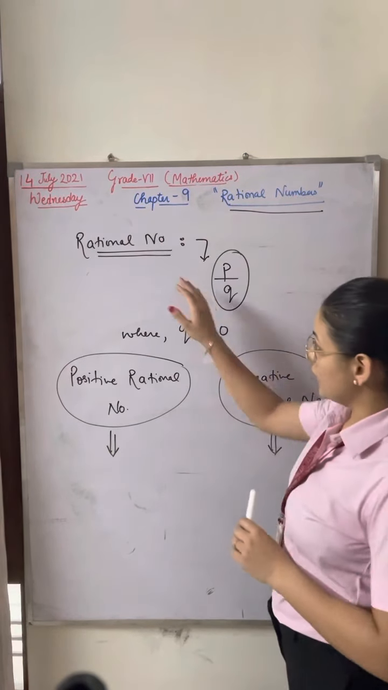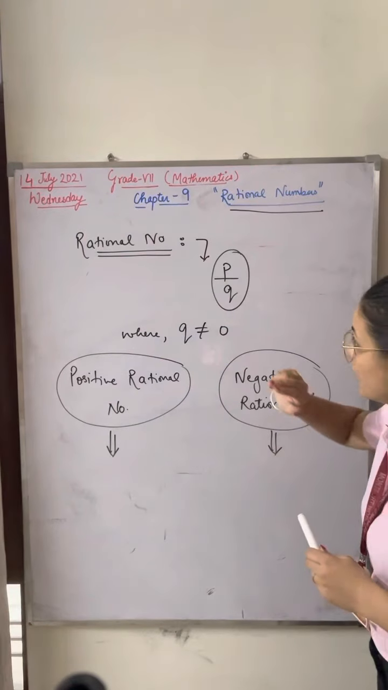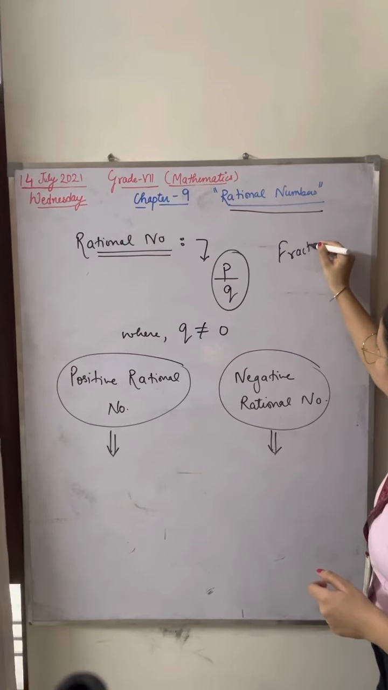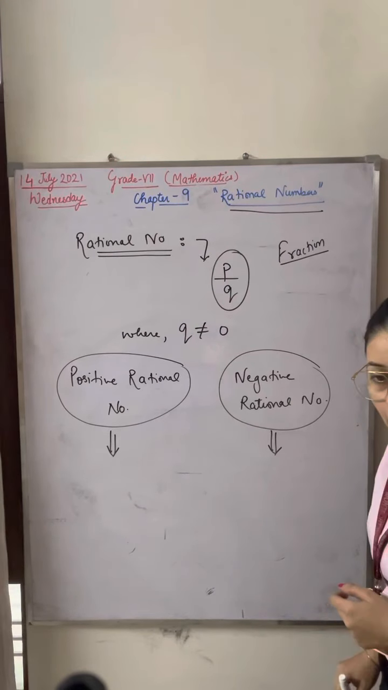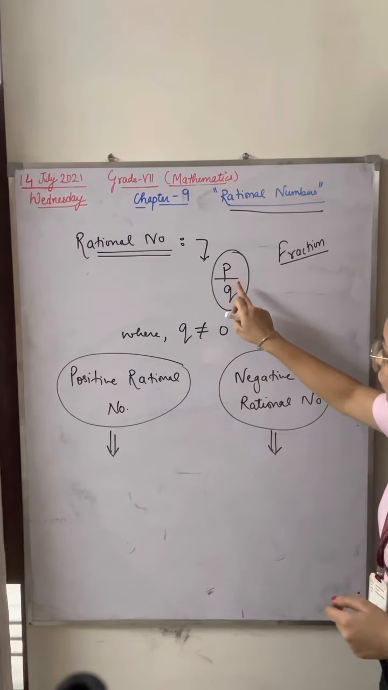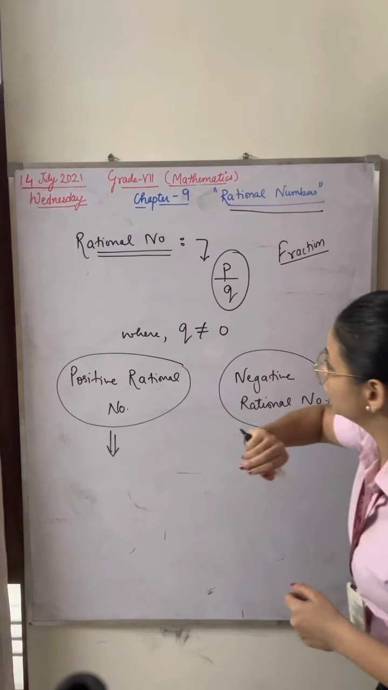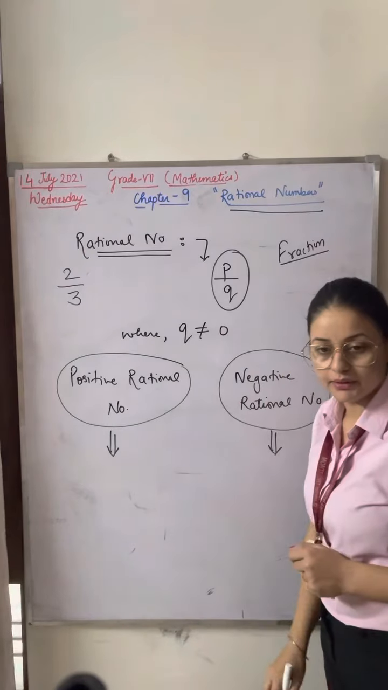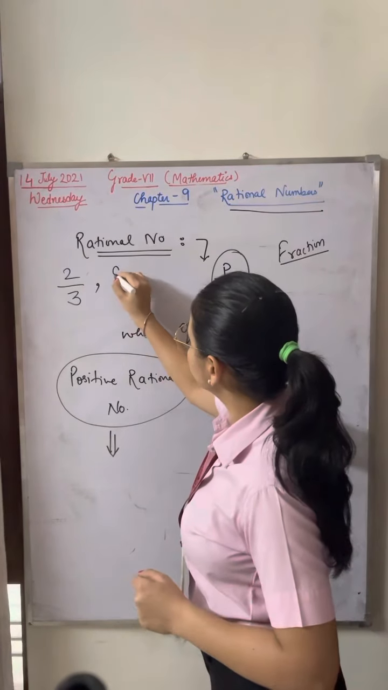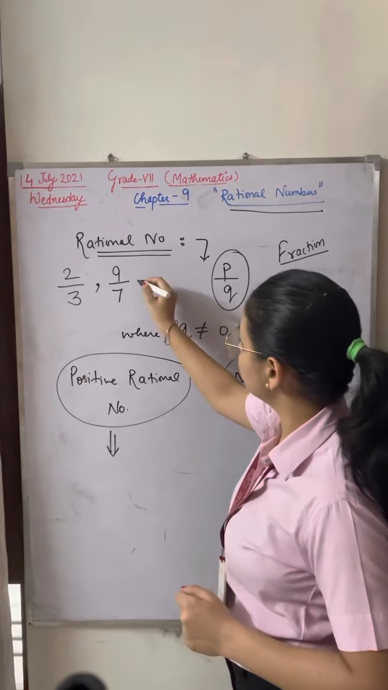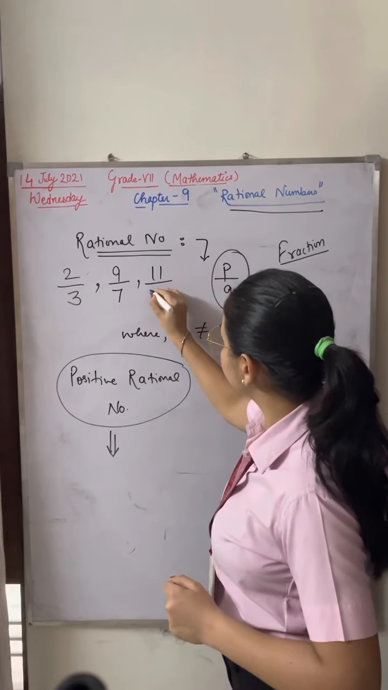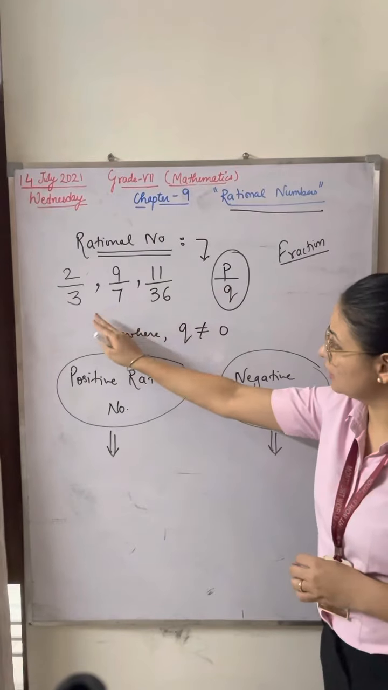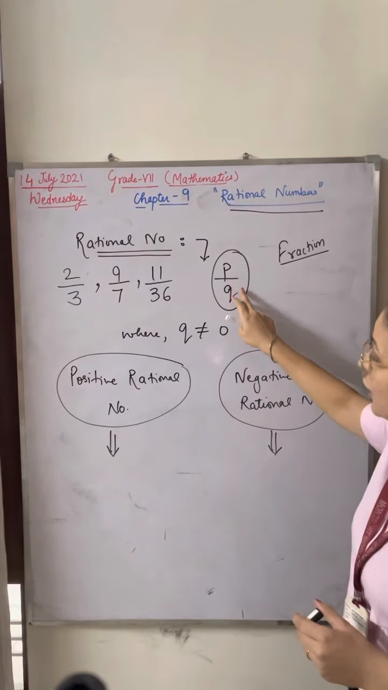Okay. So rational numbers are those numbers which we write in the form of a fraction, that is P upon Q. I am giving an example. Suppose 2 upon 3 is a rational number. 9 upon 7 is a rational number. 11 upon 36 is a rational number. All these are rational numbers, which are written in the form of P upon Q.